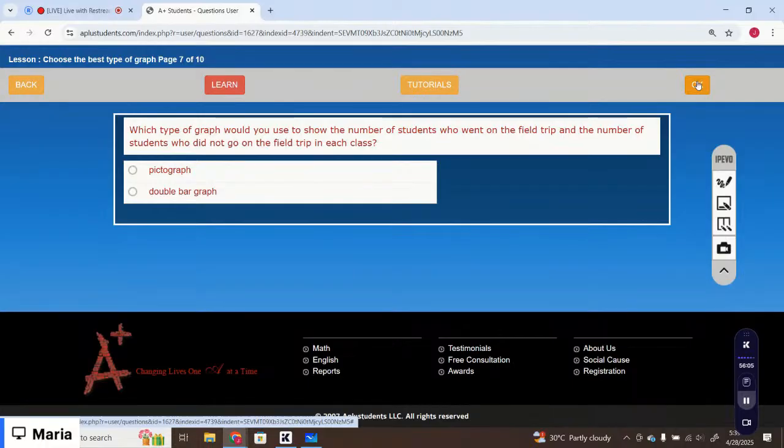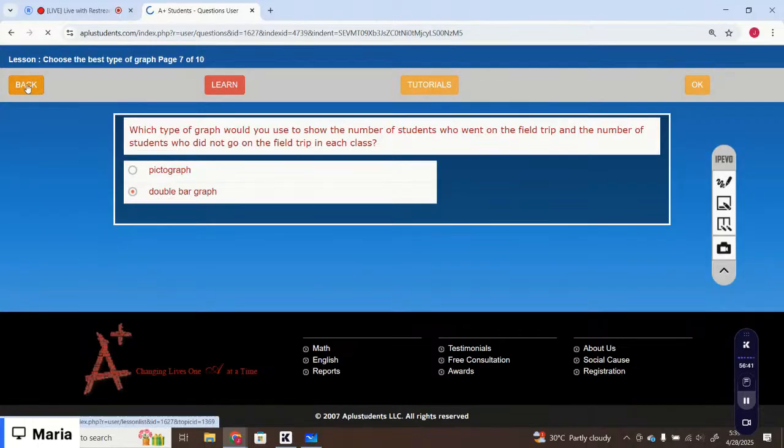Which type of graph would you use to show the number of students who went on a field trip and the number of students who did not go on the field trip in each class? So which is the correct option? Double bar graph it is. Okay, you can complete the lesson by yourself later today.